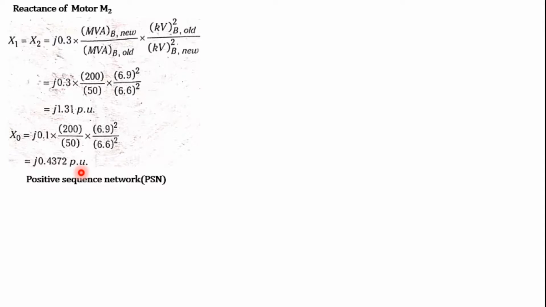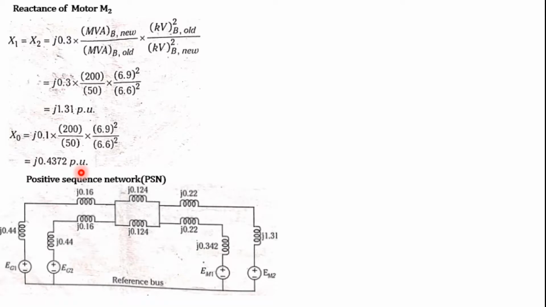Okay, for the positive sequence network we need to draw, consider the generator, transformer, transmission line, and the motors. Only these are subject to the positive sequence network. This is generator 1 and this is generator 2. Generator 1 is connected to a transformer, then the transmission line, then again a transformer, then motor 1 and motor 2, consisting of all the values of X1 for the generator, transformer, transmission line, transformer and motor.